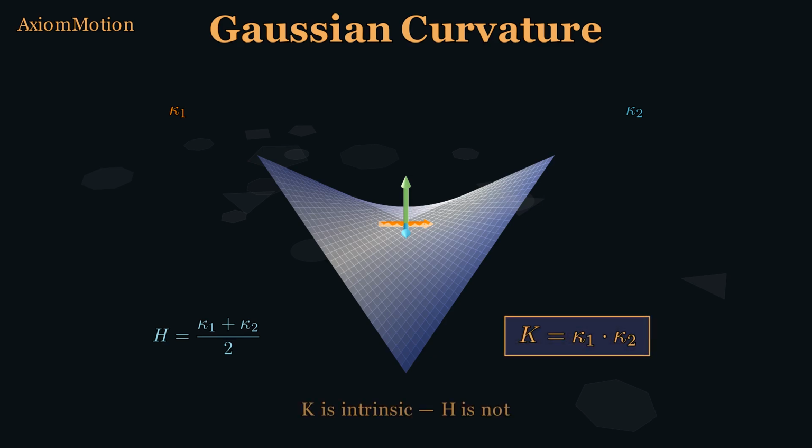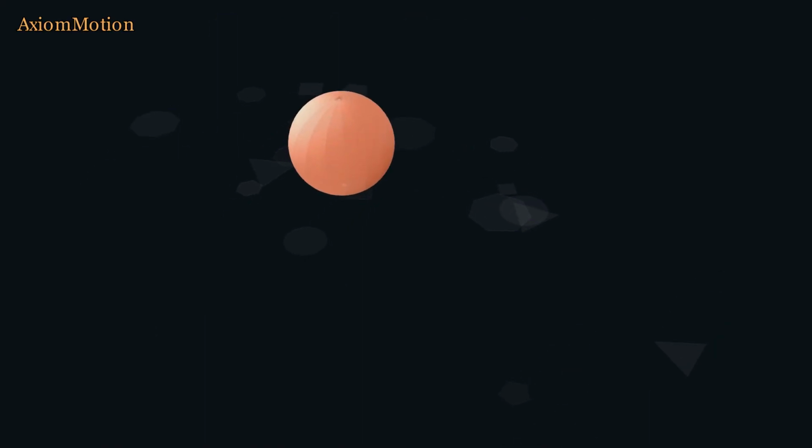But the product gives something deeper. The Gaussian curvature K equals kappa 1 times kappa 2, and unlike H, K is intrinsic. An inhabitant of the surface can compute it without ever leaving. The sign of K tells you the shape of the surface. When K is positive, both principal curvatures bend the same way. The surface is locally bowl-shaped. A sphere has K equals 1 over r squared, positive everywhere. This is the elliptic case.